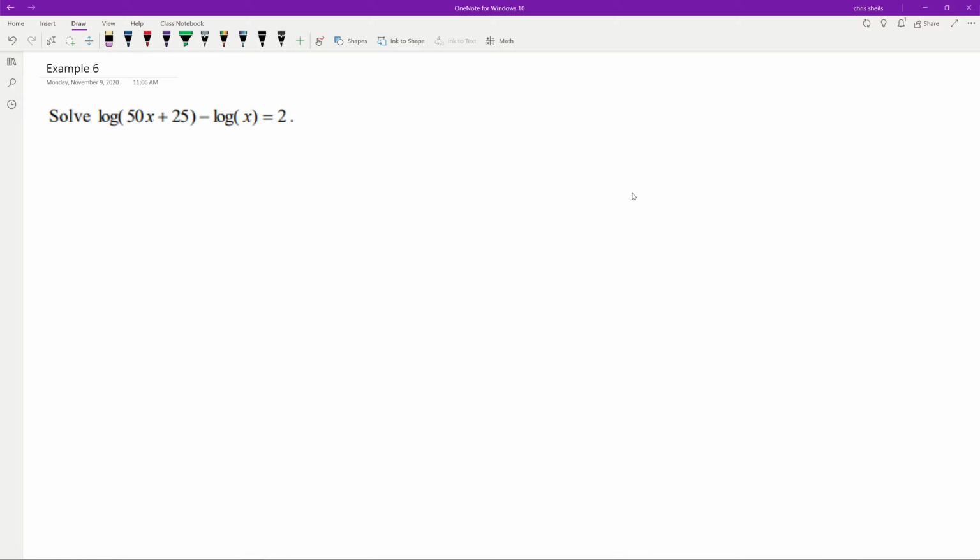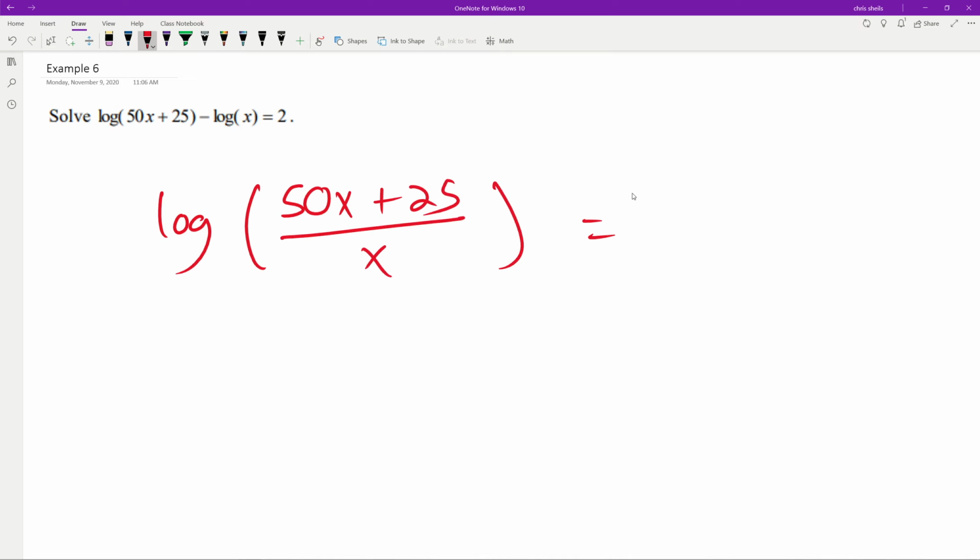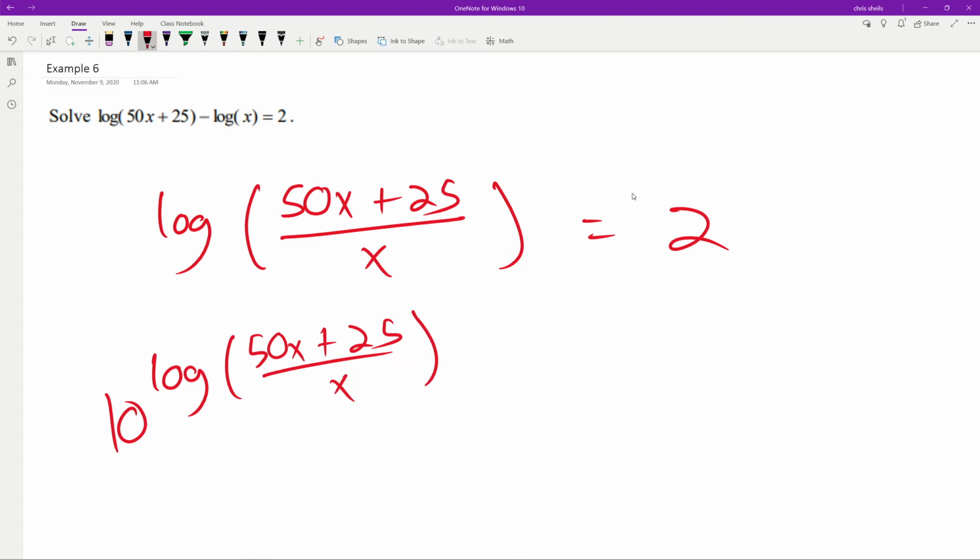Let's look at this problem. In order to solve this one, the first thing that we need to do is get everything inside of one logarithm. I need a single logarithmic expression on this left-hand side. So I can use my difference property to write this as log of (50x plus 25) divided by x equal to 2. And now exponentiating both sides gives me 10 to the power of log of (50x plus 25) all over x equals 10 to the power of 2.